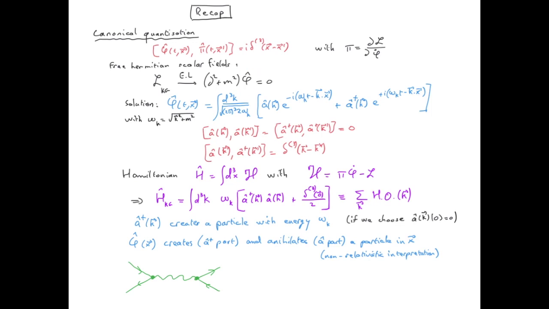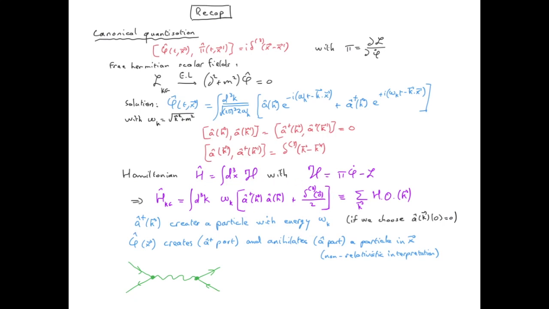The solution of this equation is given as a function of plane waves. So we have a sum of plane waves with A and A dagger operators, which obey this commutation relationship in order for the initial commutator between phi and pi to hold. From this we can build the Hamiltonian, which is a space integral of a Hamiltonian density, which we obtain using Noether's theorem.